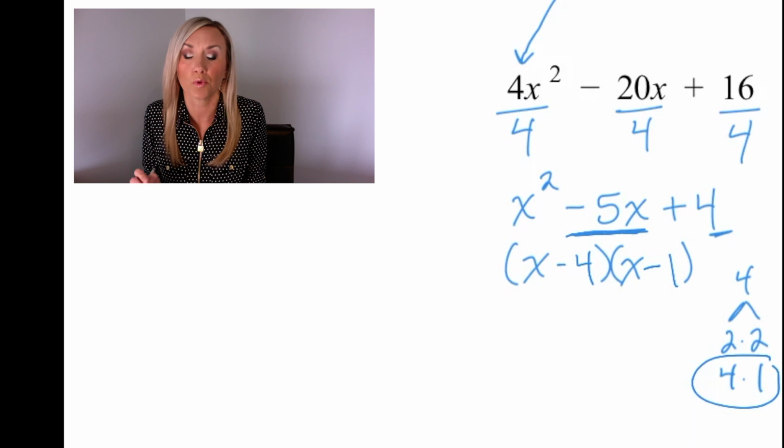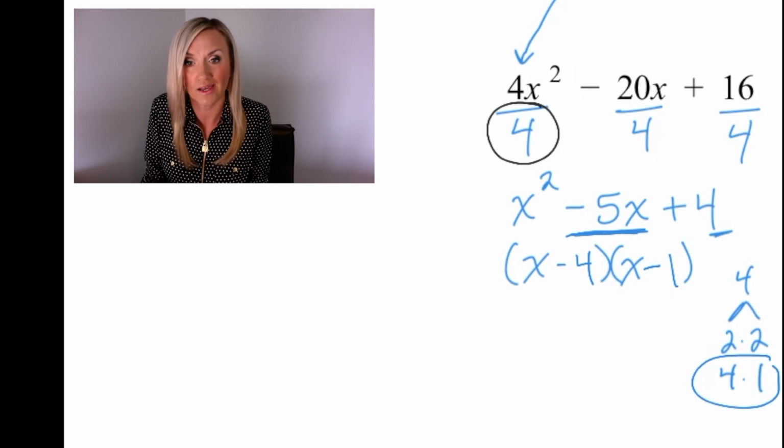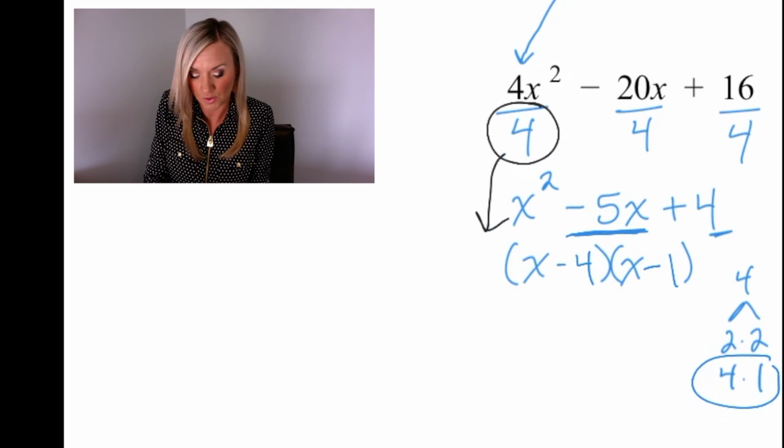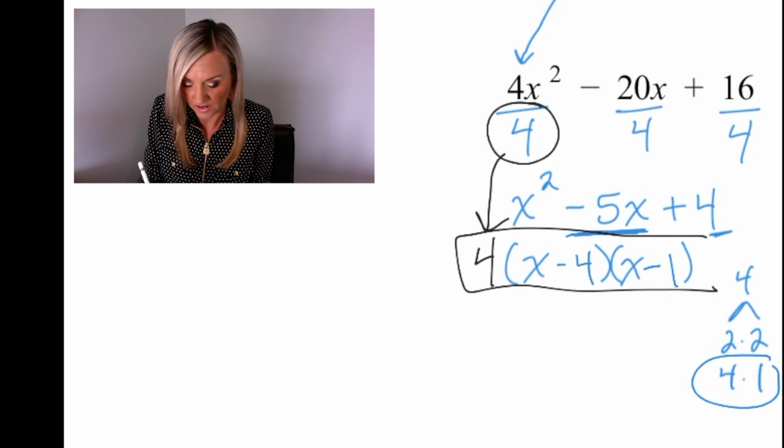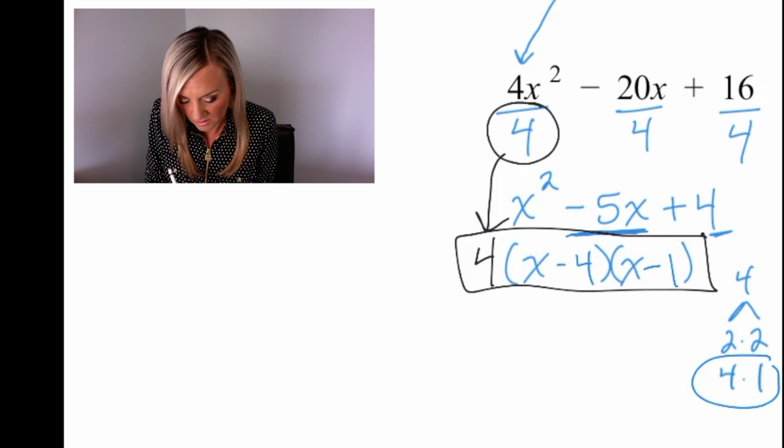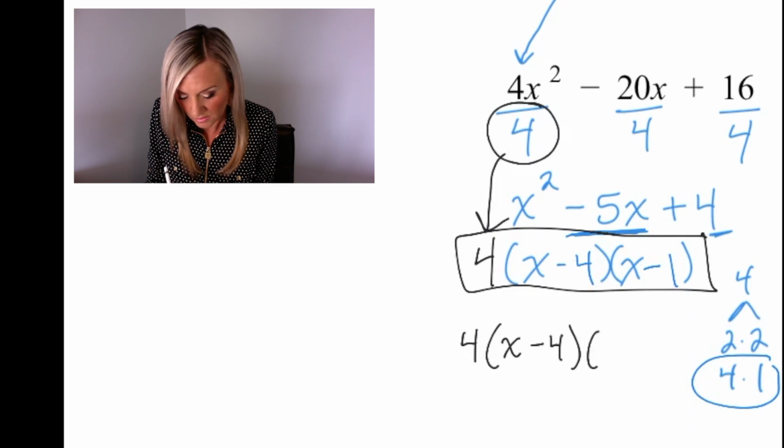Now, super important, this 4 that we divided by in the beginning must go down in front of our answer. So that is our factored form, which looks kind of ugly. I feel like I should rewrite it kind of pretty.